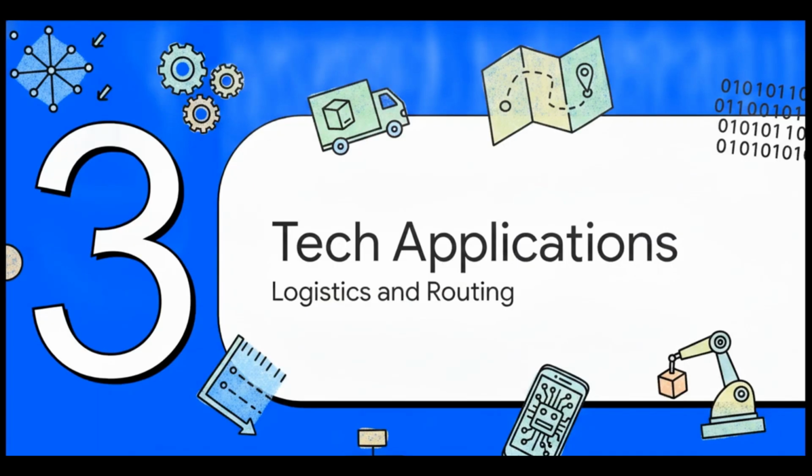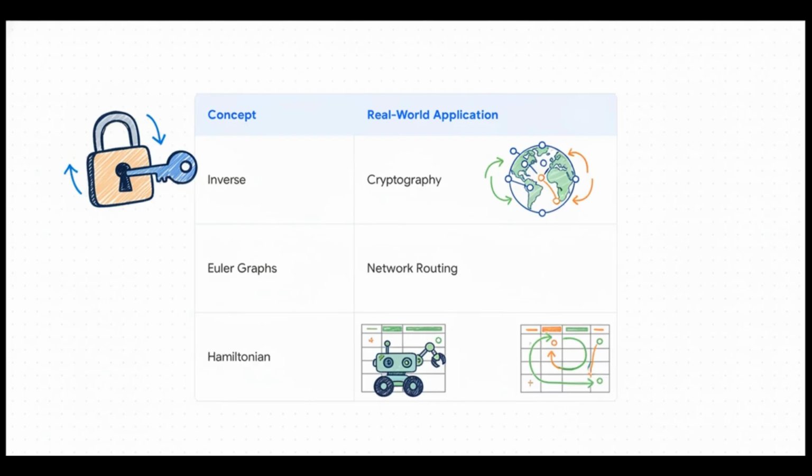Let's jump into Section 3, Applications in Tech and Logistics. And this brilliantly illustrates exactly where these invisible concepts live in our daily lives. Composite and inverse functions, they are seamlessly applied to cryptography and security. Those strict bijective rules we talked about are what ensure your data stays locked and unlockable only by you.